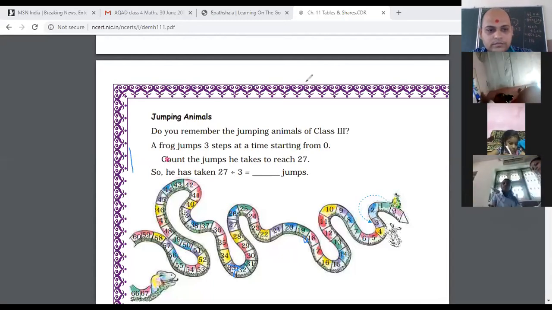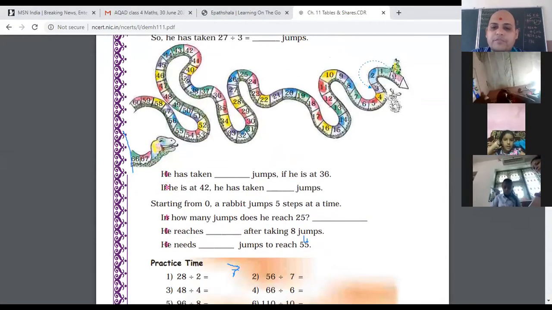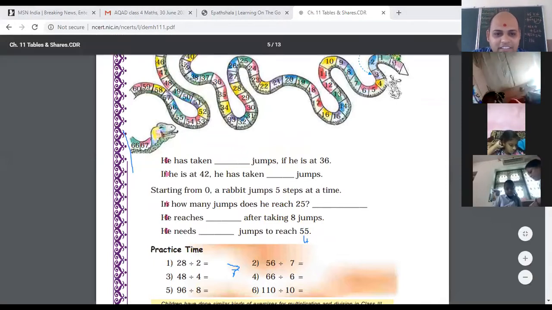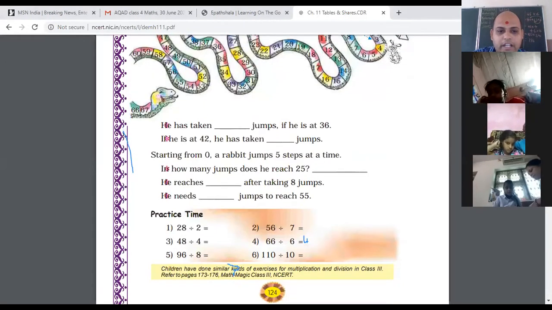Now, he has taken dash jumps. If he is at 36, come on. This is also a table. Come on. Yes, very good, Jia. Very good, Devansh. Who is class teacher of 4th blue? That's me, Dhara. You know that. Okay. Now, let's go on to the next one.